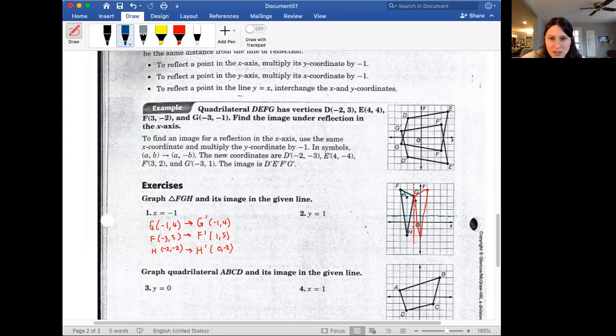And then G is 1, 2, 3 away from the blue line, the line of reflection. So I'm going to count down 1, 2, 3. That's where G is. And then F is 1, 2, 3, 4. Going the other way, 1, 2, 3, 4. So now I'm going to connect my points. It's hard to draw with a pen. Let me back that up a little bit.